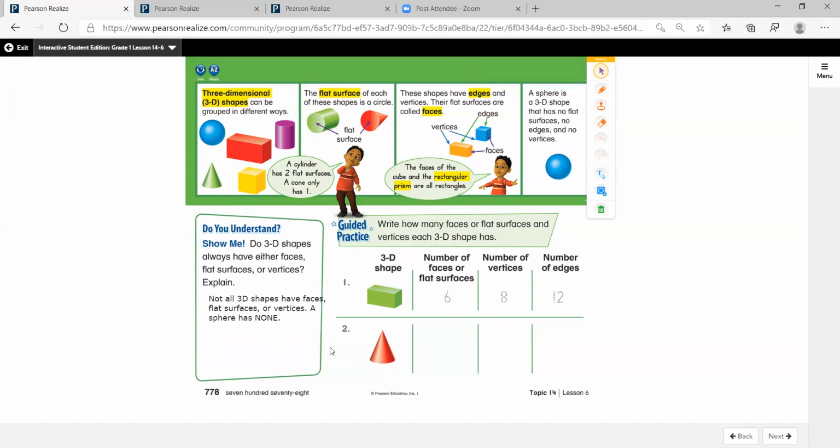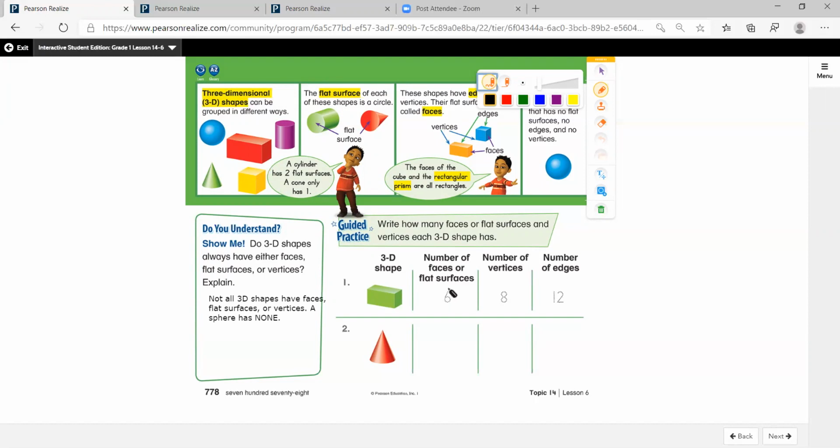Let's take a look at our guided practice. They helped us start number 1 with our rectangular prism. We're going to create a chart that tells us the number of flat surfaces, the number of vertices, which are the corners, and the number of edges, which are the sides.